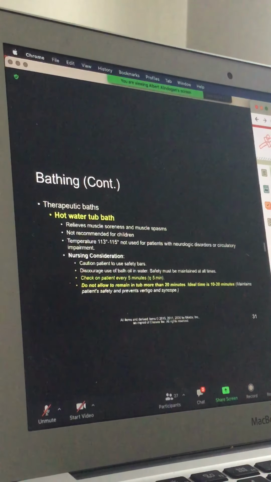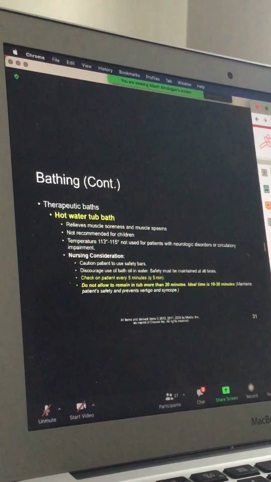All right, going back to that hot water tub bath, the benefit of putting your patients into this type of bathing, if they don't have any contraindication, is that it helps relieve muscle soreness and muscle spasms. It can improve circulation because it dilates most of your blood vessels. Not recommended for children. Always caution the patients to use safety bars when using a hot water tub bath. No oils in their bathing, as this can cause a slip.